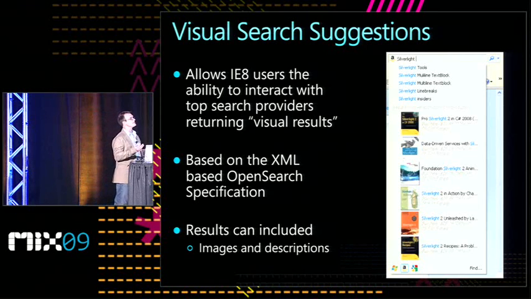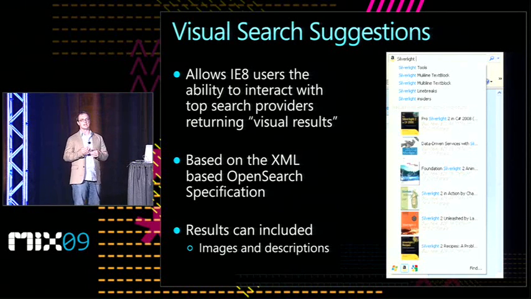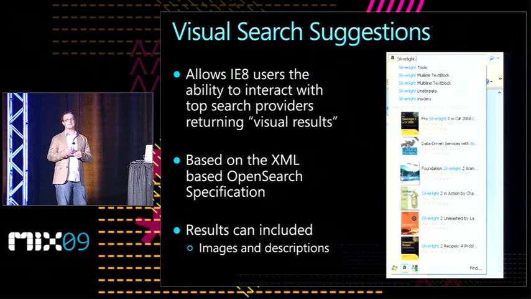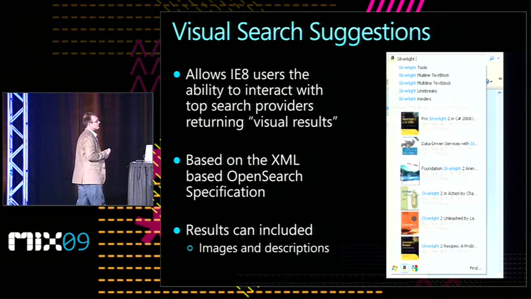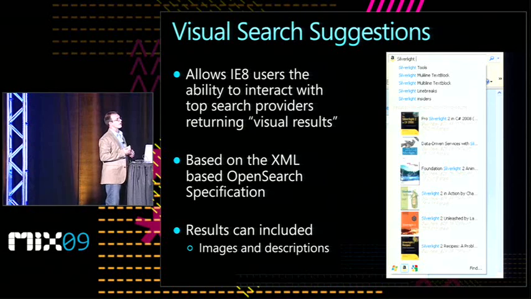The entire premise behind visual search is based on the XML open search specification. So in essence, by building or using these components, other browsers can certainly implement this same type of specification and allow this technology to be then used within those browsers as well. And then obviously the results, having the ability to format images.